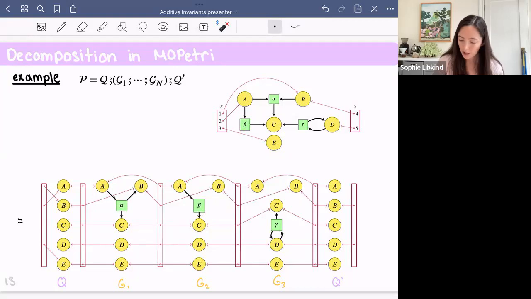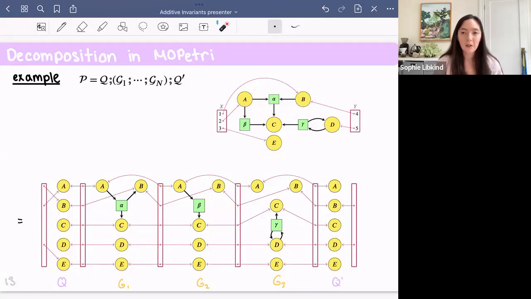And then the role of Q and Q prime is really that it's the identity on one side, and it's just to echo the legs of P to get the correct legs of the underlying cospan. So the decomposition here is pretty straightforward.